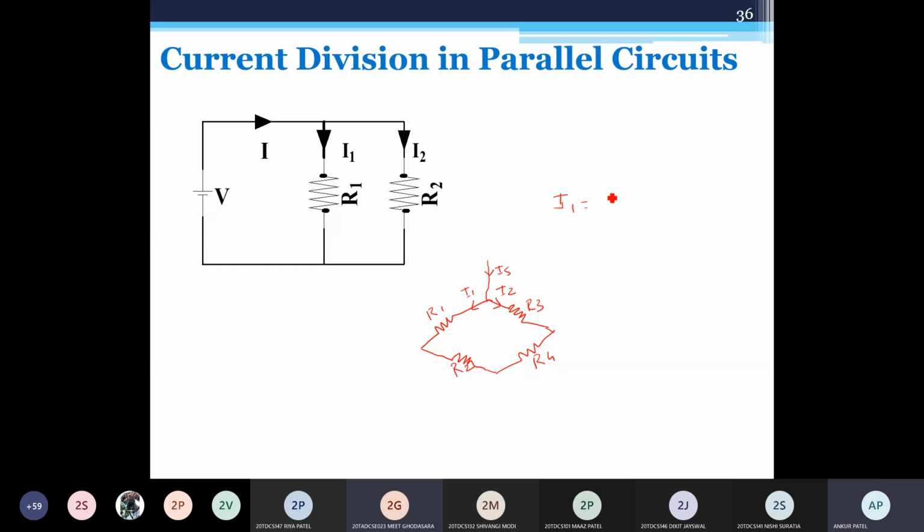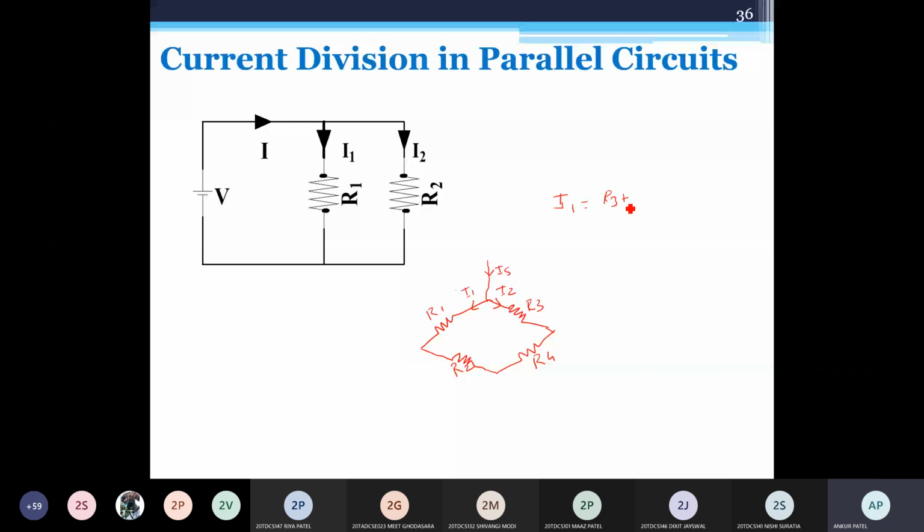Okay, something missing: into IS. This is the parallel connection, so I can apply the current divider rule. Suppose I want to find I1, then I need to consider the opposite branch resistor. In the opposite branch we have R3 and R4 in series. So I can write I1 equals R3 plus R4 divided by the total resistance R1 plus R2 plus R3 plus R4, into IS.